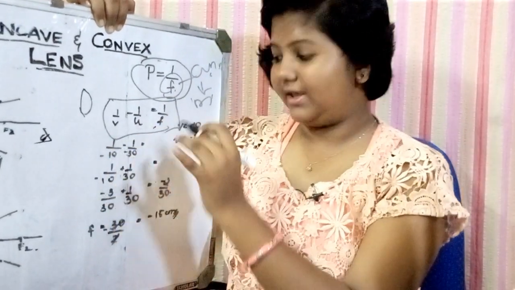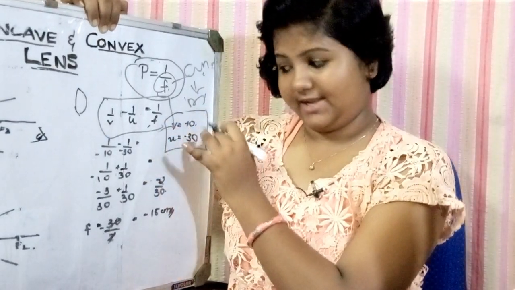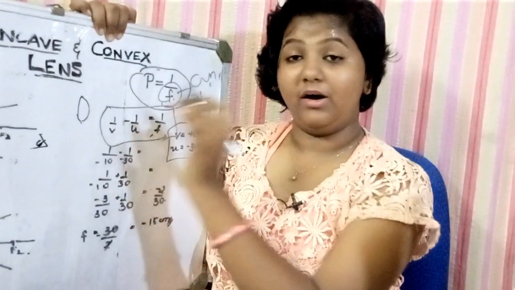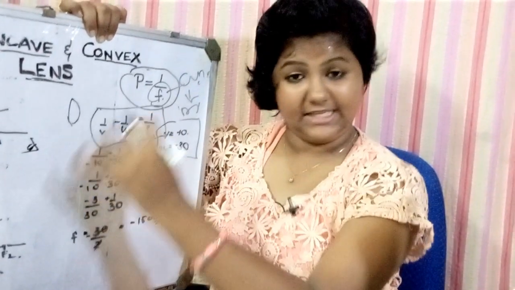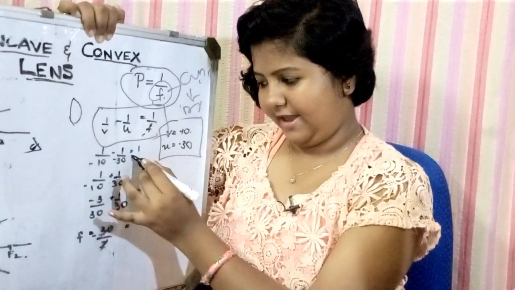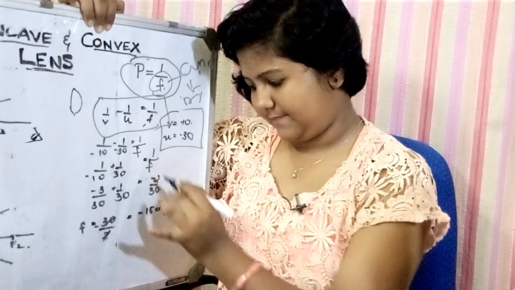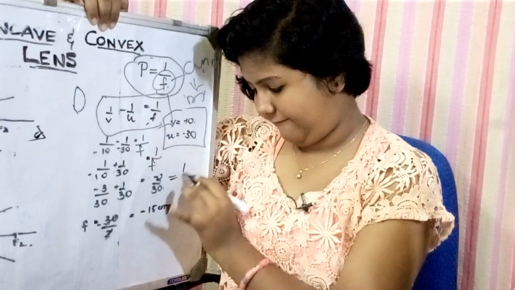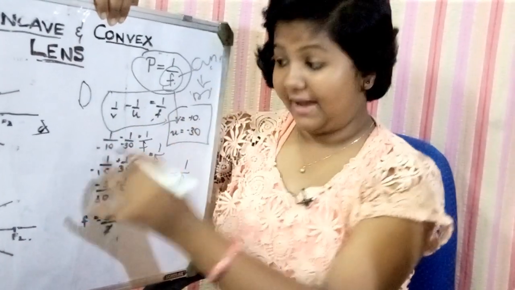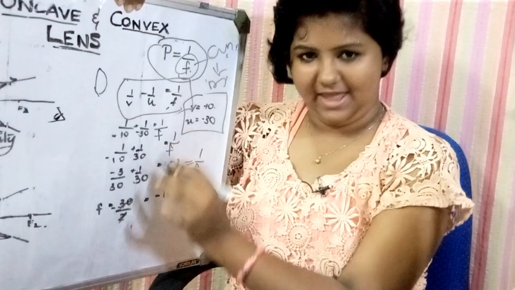So we know that the image distance V is minus 10 and the object distance U is minus 30. We have to substitute in this formula to find 1 by F. If you don't write that in your examination, the examiner will cut marks. So 1 by minus 10 minus 1 by minus 30 is equal to 1 by F.